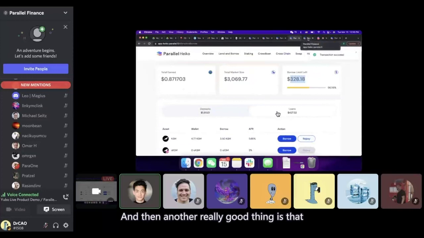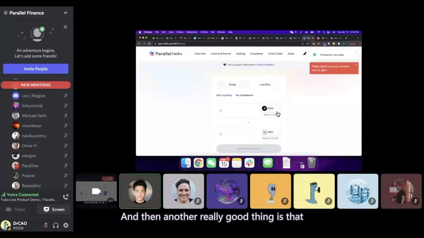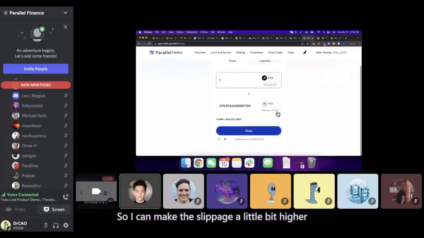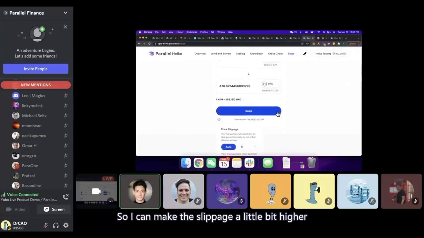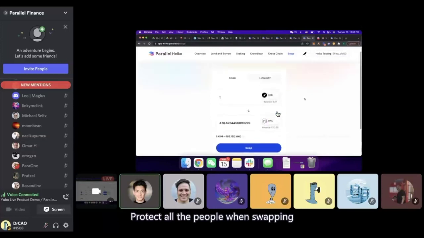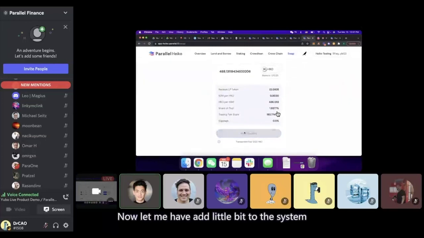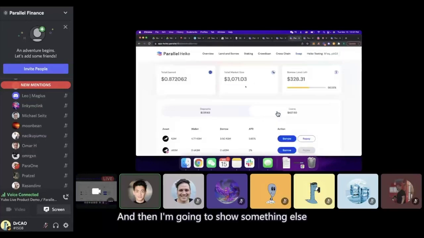And then another really good thing is that I think someone is probably swapping. That's why it didn't go through for this transaction. So I can make the slippage a little bit higher. For example, I can do like 0.5, because the slippage protection protects when other people are swapping. You can also add liquidity. So far I don't have this Kusama to Heiko liquidity. Now let me add a little bit to the system, and after the transaction succeeds, I'm going to show something else.